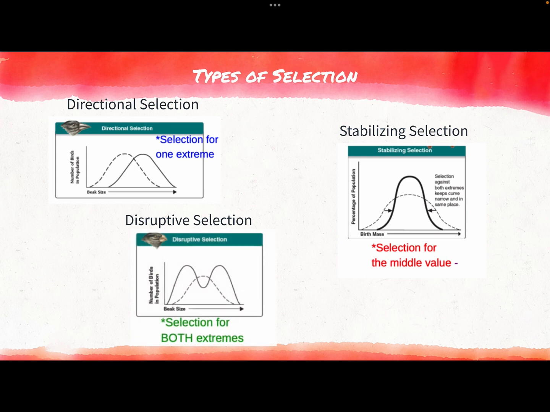In disruptive selection, the middle is not going to be advantageous in that environment. Both extremes, though, would be. So in this case, we bring back the beak size, with beak size on the x-axis and number of birds on the y-axis. You see that it's really good to have a small beak and a large beak, but the medium-sized beak is not advantageous. It's not beneficial for whatever reason. I'm pretty sure it'd be about food.